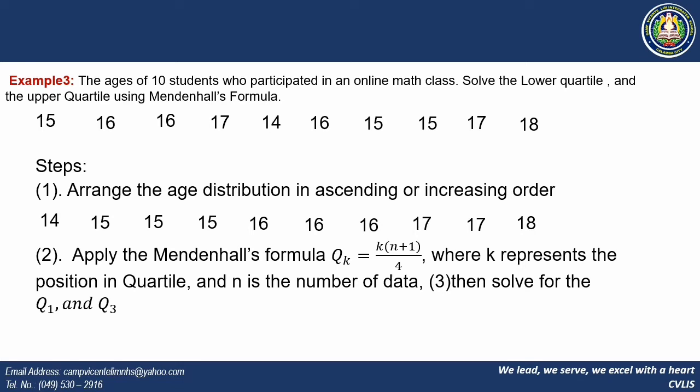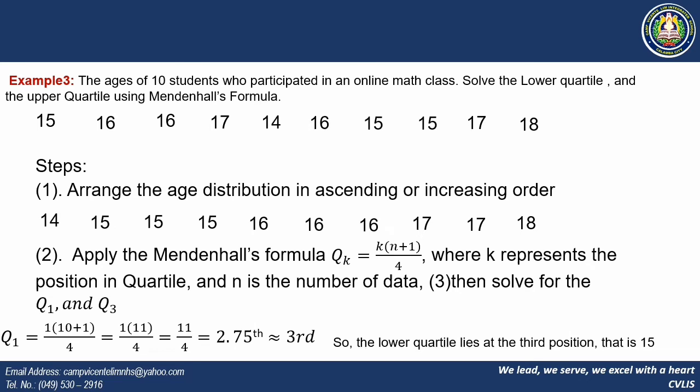To show you, let us have first the first quartile. For the first quartile, k is equal to 1 and n is equal to 10. So let us substitute all the values in the equation. We have Q sub 1 is equal to 1 times the quantity of 10 plus 1 all over 4. That is equal to 1 times 11 all over 4, and it gives a quotient of 2.75, or approximately 3, or third. So the lower quartile lies at the third position, that is 15.